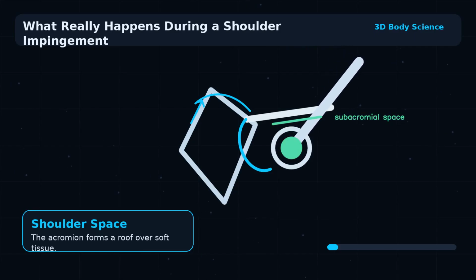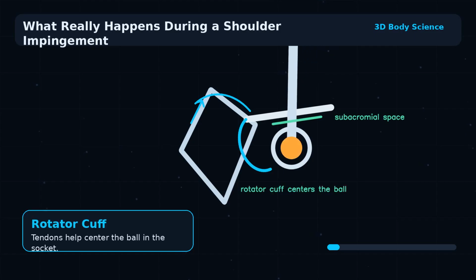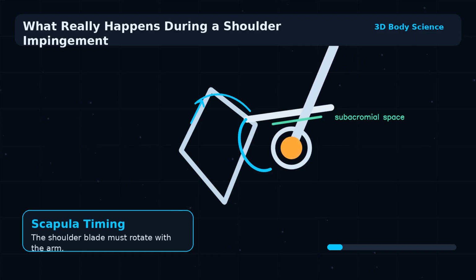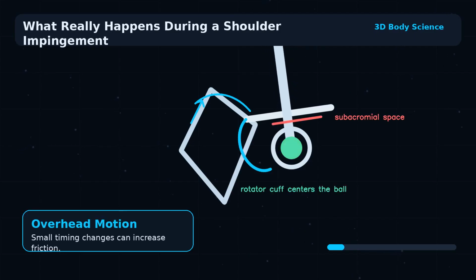To understand impingement, start with the shoulder's basic design. The top of the upper arm bone is the humeral head. It sits against a shallow socket on the shoulder blade called the glenoid. This ball and socket setup gives the arm a huge range of motion, but the socket is shallow, so the shoulder needs help staying centered. That help comes from the rotator cuff.